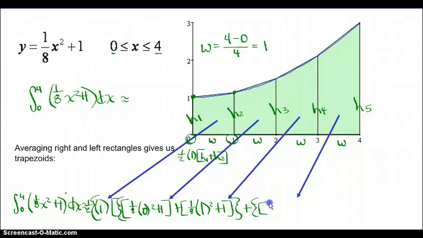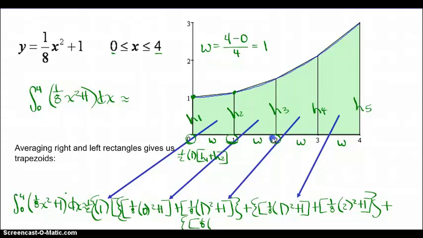So height 2 we said was 1/8, plugging in this value for x, 1 squared plus 1. We add to that height 3, which comes from an x value of 2. So 1/8 times 2 squared plus 1. And now that is height 2 plus height 3. And then we just continue. We'll need height 3 plus height 4.